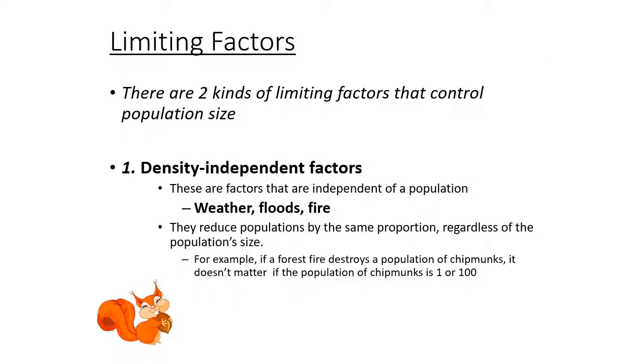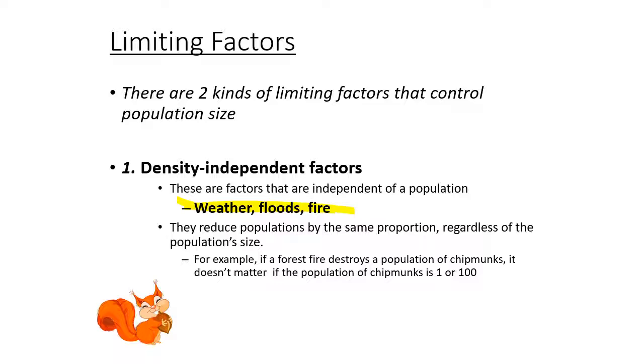We have two different types of limiting factors that control population size. There's density independent factors, and this is your floods, your fires, your earthquakes, weather, and it influences independent of a population. So the population doesn't affect a fire. The population doesn't affect a flood. It doesn't affect an earthquake or a volcano erupting. It's happening because it's happening. And it's going to reduce the population by the same proportion regardless of the population size.